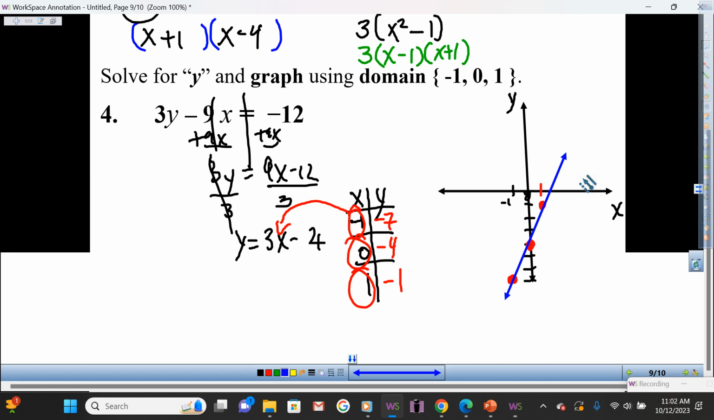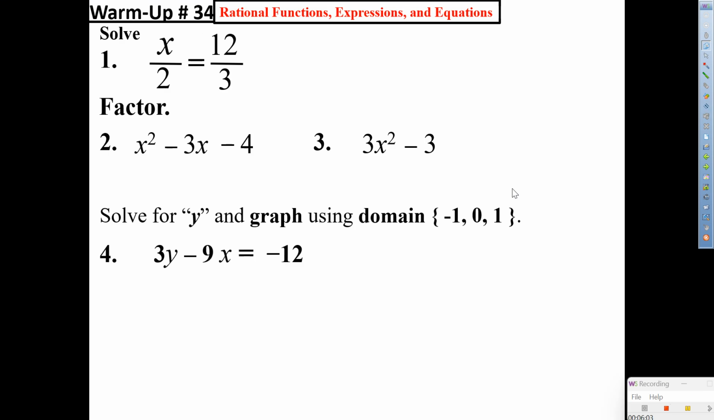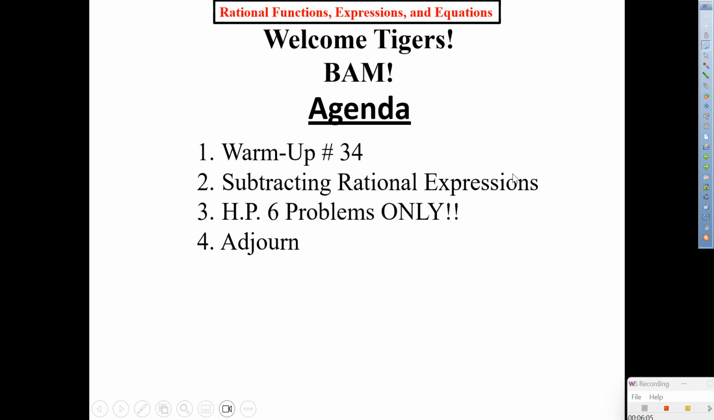All right, we good? Send me your warm-up, please, on Nearpod, and then copy the agenda right after that. Agenda, warm-up number 34. Today we're moving on to subtracting rational expressions, and tonight's homework, only 6 problems, only. Now, hopefully with yesterday's practice here in class and then you by yourself at home with addition, I think we can move on. Assume that we can move on, yes? Yes, thank you. All right, good.